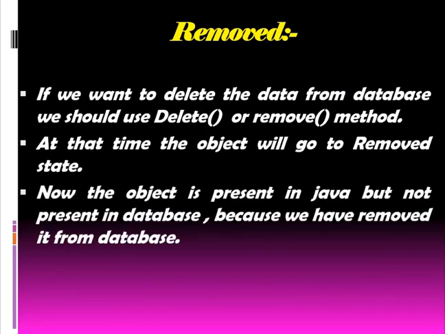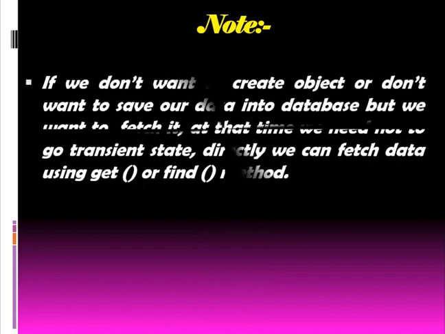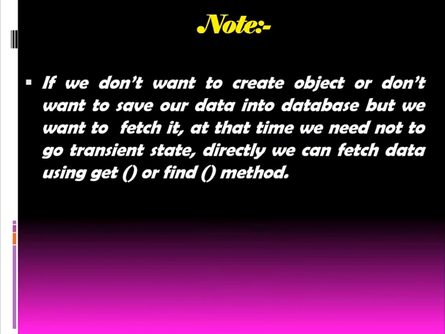Now the object is present in Java but not present in the database. So if we remove the data by using the remove or delete method, the object is still present in our Java application, but it will not be present in the database because we have removed it using the remove method. Okay, so these are the different stages of the Hibernate object, or we can also say the persistent life cycle.